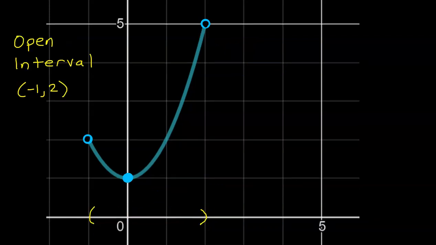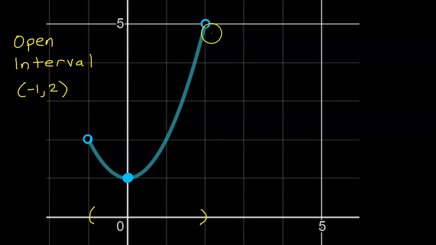This function is defined on the open interval -1 to 2. The open interval means that the endpoints are not included in the function, and we show that graphically by having the endpoints be open circles. When we write it down, we show an open interval by using rounded parentheses like these. Sometimes you'll even see those parentheses right on the x-axis.